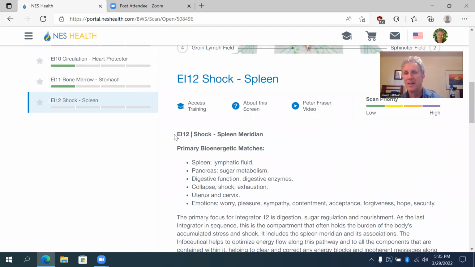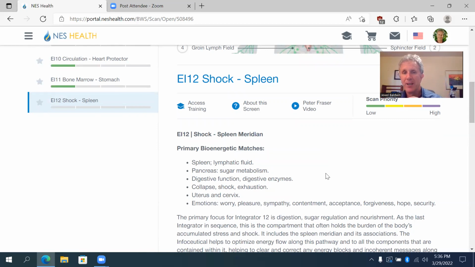So it is the spleen, it is lymphatics, and it is the pancreas, digestion. It relates to collapse. People who have been on the verge of exhaustion need this integrator opened up. You need it flowing again. So when you start doing NES scans, it may come up if you have this symptom pattern. And that's okay if it does. You want it to come up.